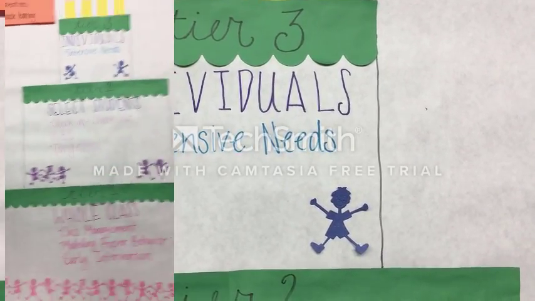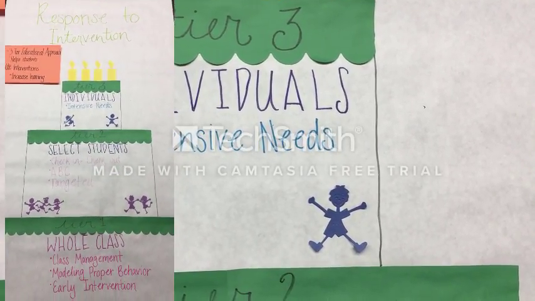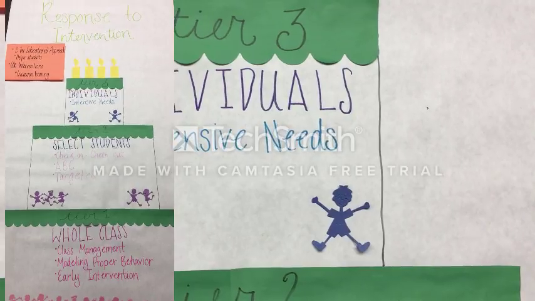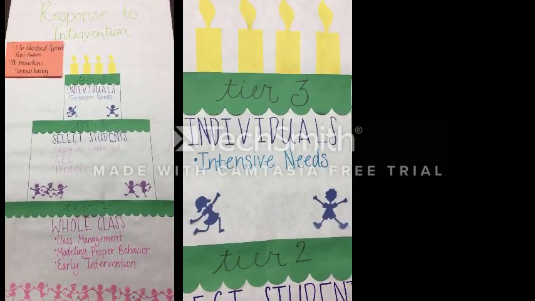Response to intervention is a three-tier approach to teaching that utilizes intervention. The first tier is intervention for the whole class. The second tier is intervention for select students. And the third tier is intervention for individuals.